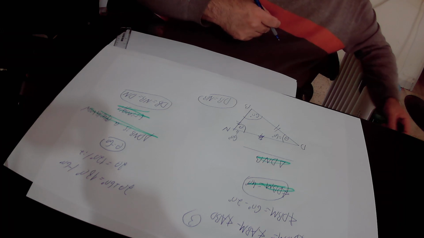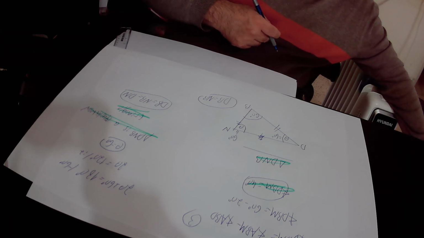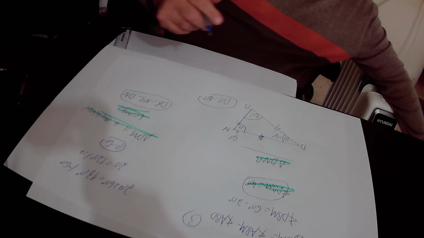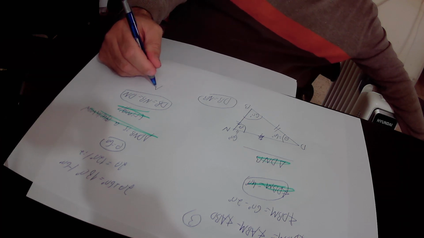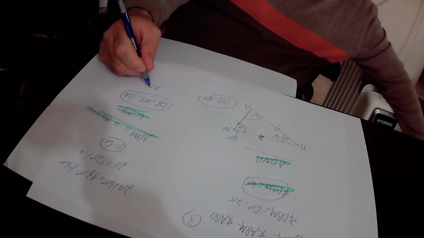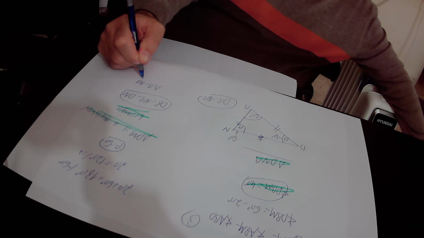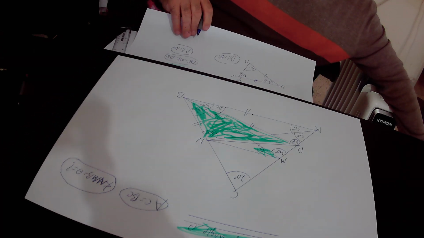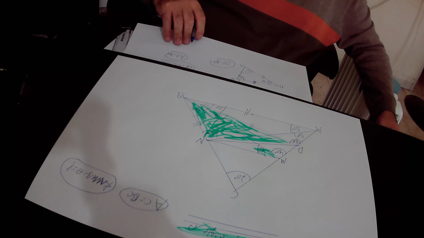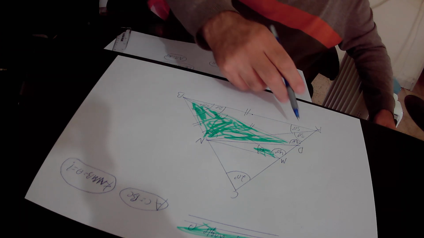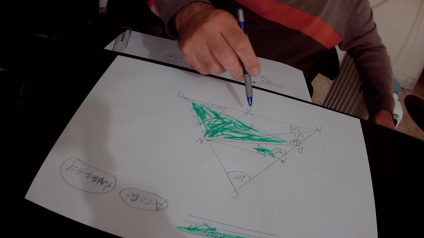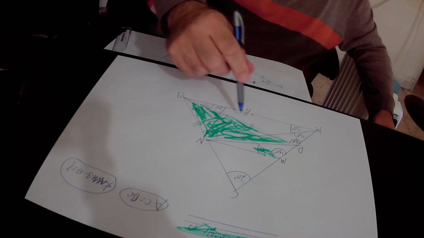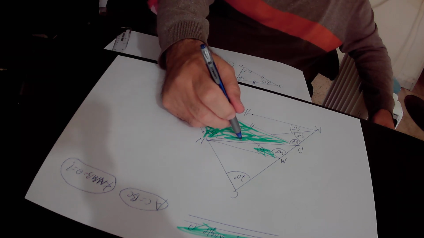This is from one side, and from the other side we found out that AB equals NB. Again, all the sides of the equilateral triangle, the green triangle, are equal to each other. That is to say, DB equals NB equals DN.